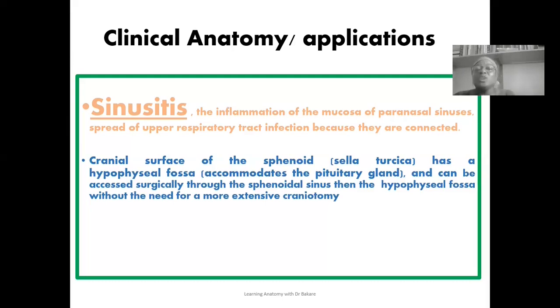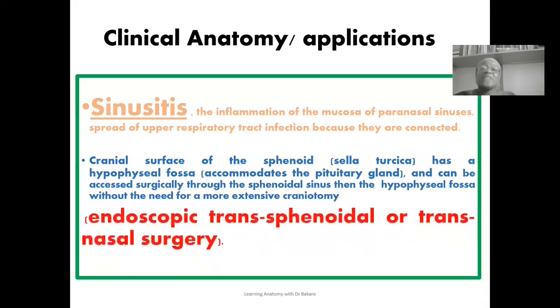With this, there will not be the need for a more extensive craniotomy. And this is specifically referred to as the endoscopic trans-sphenoidal or trans-nasal surgery. So this surgery is specifically to access the pituitary gland through the sphenoidal sinus.